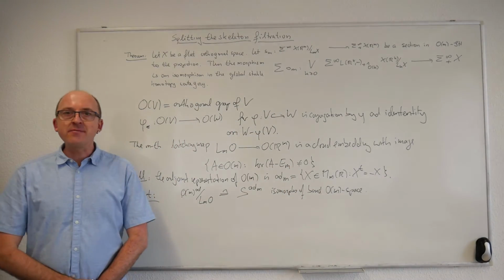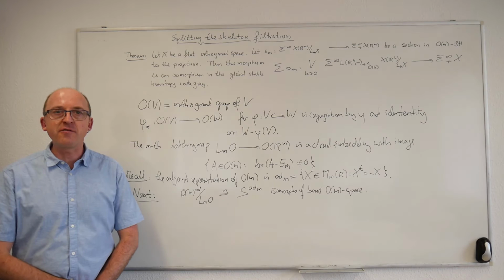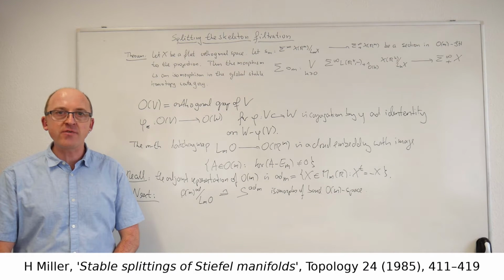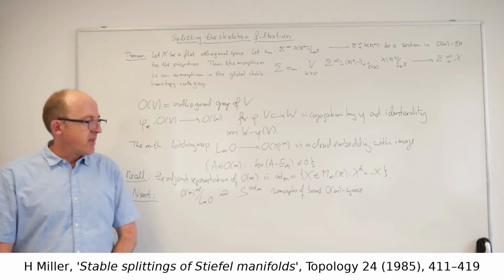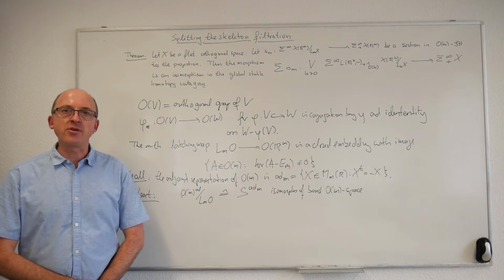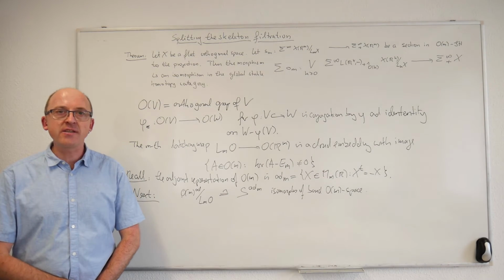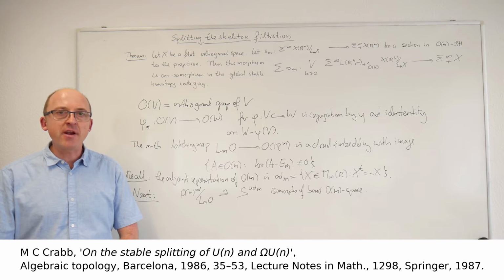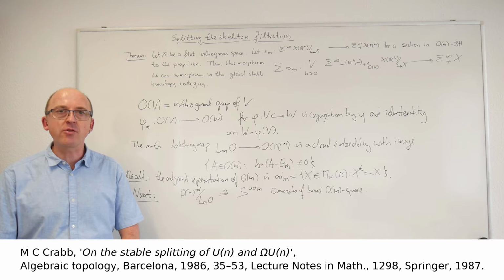This homeomorphism is a classical fact, and you can find it, for example, in Miller's paper on the stable splittings of Stiefel manifolds. We need a particularly equivariant, a particularly symmetric version of this identification, and this I am taking from a paper by Crabb, which is written in a very nice and very invariant way so that everything can be adapted with the right amount of equivariance that we need.